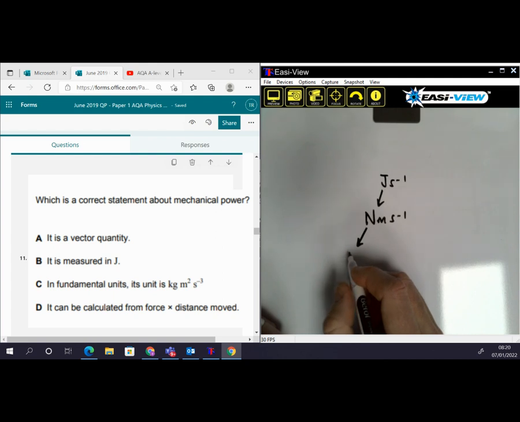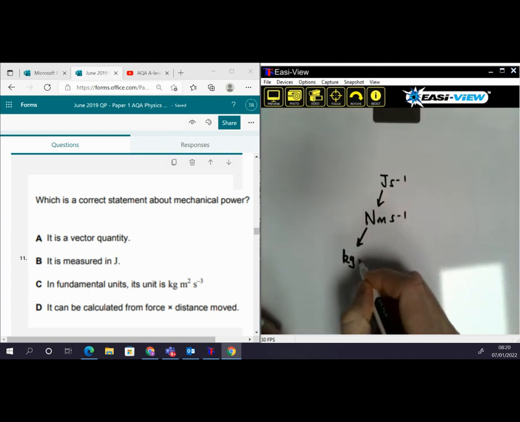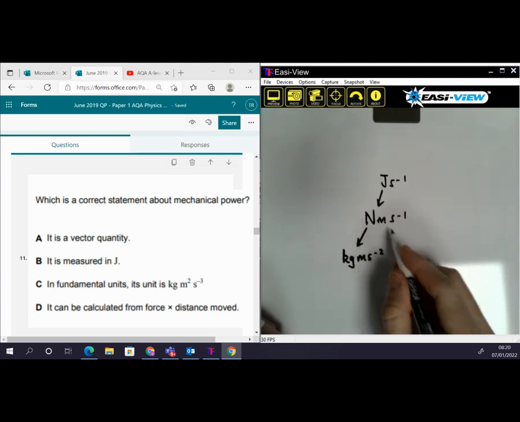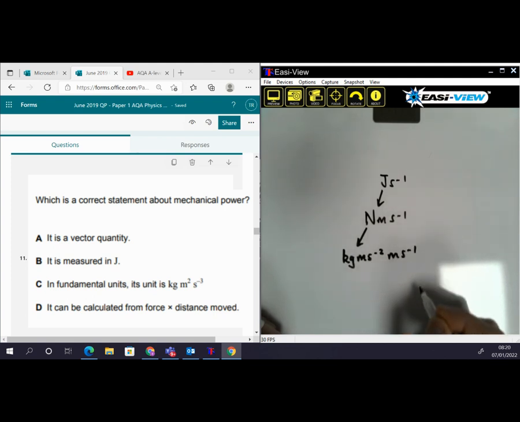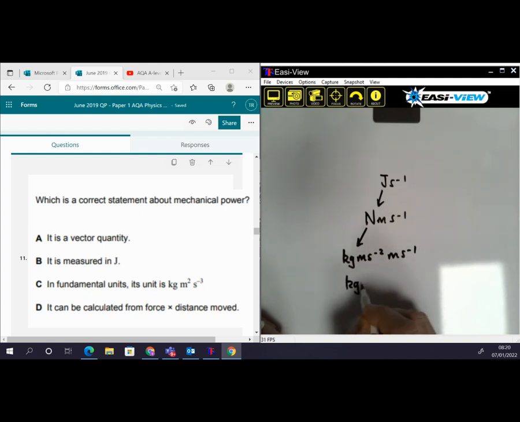a Newton. So F equals ma, mass is kilograms, a, acceleration, meters per second squared, and then multiplied by meters per second. So then you can probably already see the answer. It's kilogram meters squared second to the -3. And if that matches the fundamental unit that we're given, which it does, then that must be the correct answer.